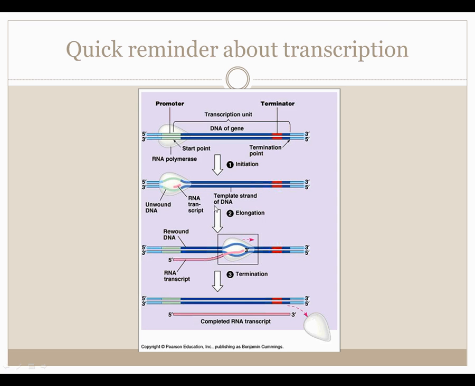Weird. Okay. So what it does is it makes your messenger RNA, and that it makes it on the 3' to 5' side. So what you end up with is your mRNA. It will read from 5' to 3'. Sound familiar?